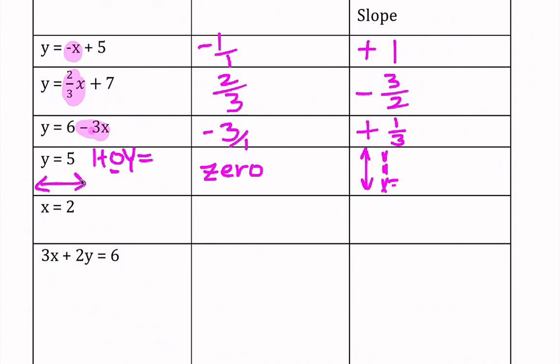And I know vertical lines have, it's not working for me. That U has helped me to remember what type of slope this guy has, which is undefined slope. Let me see if I can write this a little bit clearer.